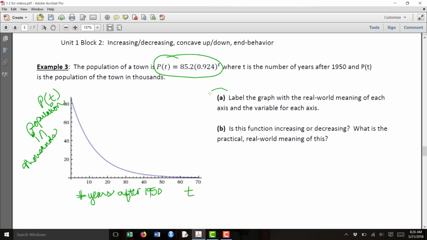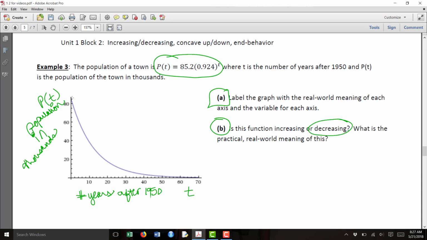So I've already completed here part A, where I labeled the real world meaning of each axis. The horizontal axis is the number of years after 1950, that's the t. The vertical axis is the population in thousands, p of t. And so part B asks if the function is increasing or decreasing.